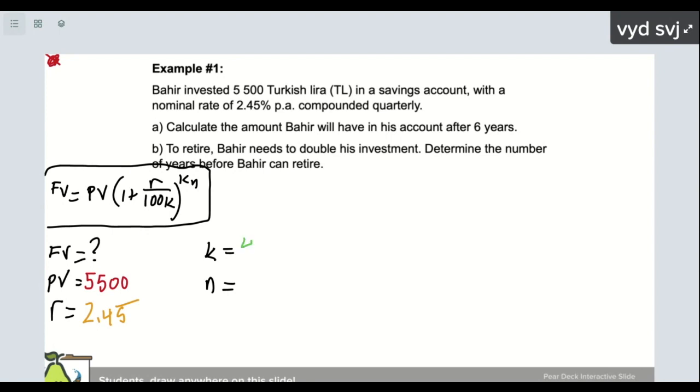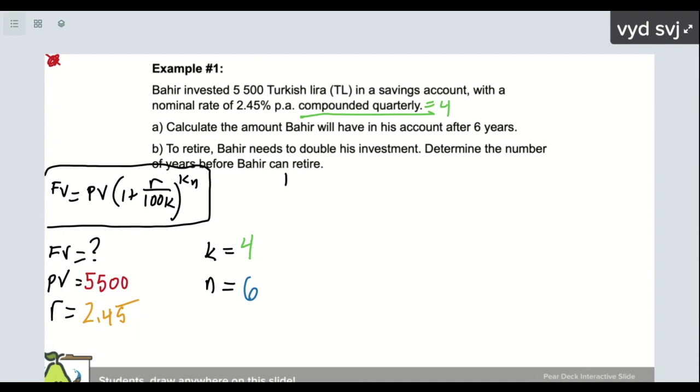Compounded quarterly, k is 4. n is 6. n is a number of years. n is always a number of years. That's never going to be a decimal, always a natural number, a whole number. You can't have negative years. If you had negative years, I need to call you, because then you discovered time travel. You're going to help me out.